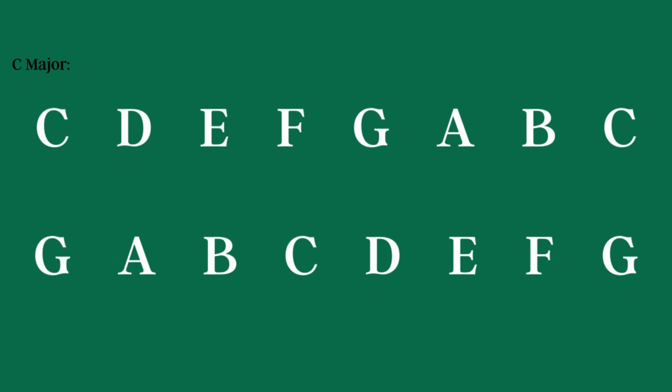Since I know G is the fifth of C, I'm going to lay out the same scale but starting with G. They don't sound the same. They're close, but something's missing. Let me check the intervals in the G scale. This is what they should look like.